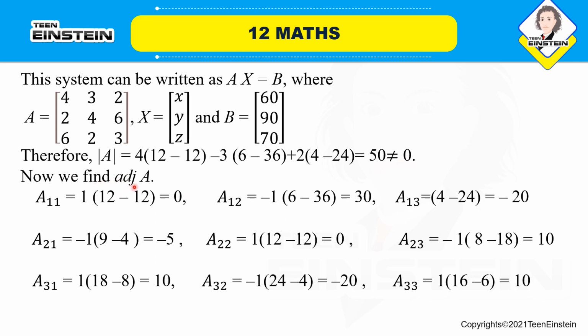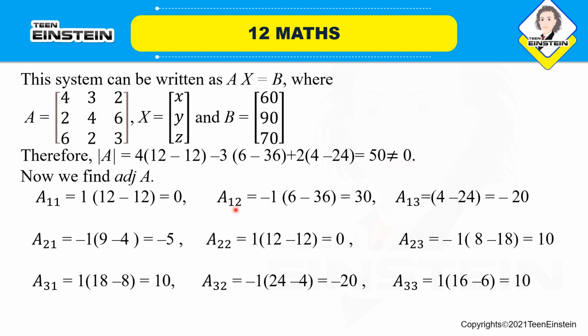So we are going to find adjoint A. We know that adjoint A is the transpose of the cofactor matrix. So I am calculating all the cofactors here. Okay, what is capital A11? This is the cofactor of small a11. For this position you will be getting a positive sign. So plus 1 into 12 minus 12, you are getting 0.